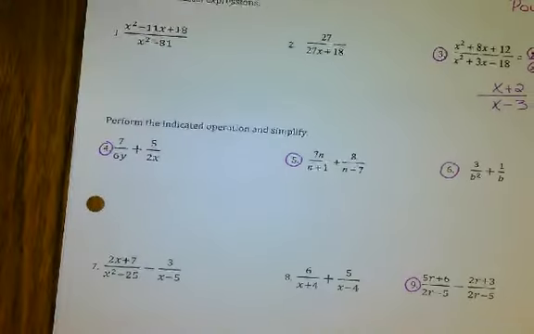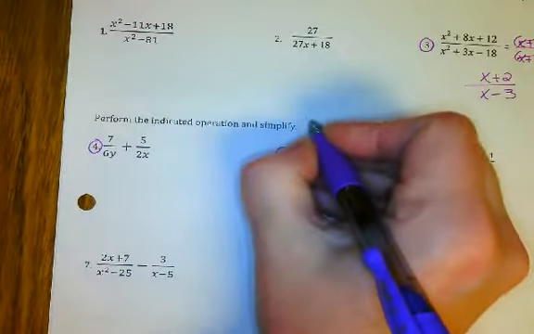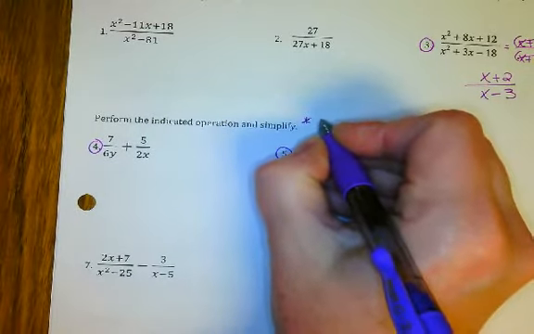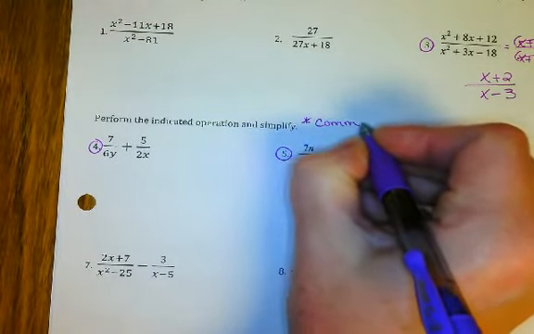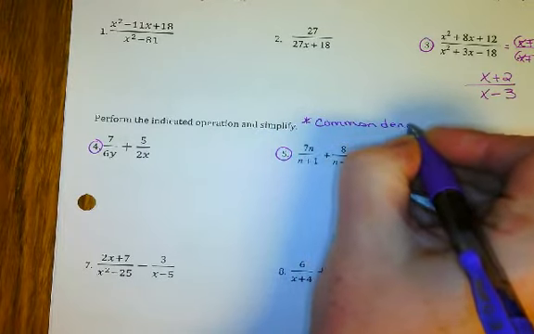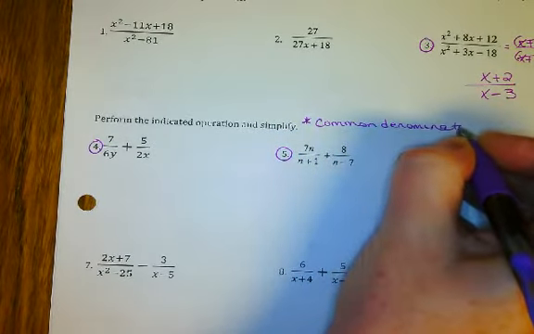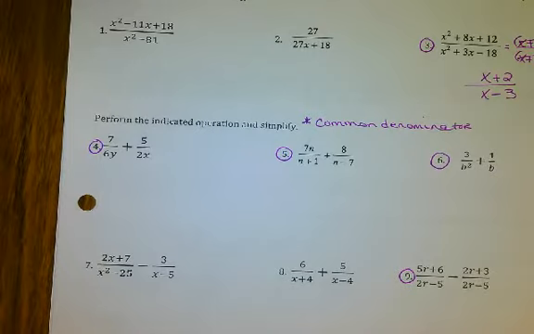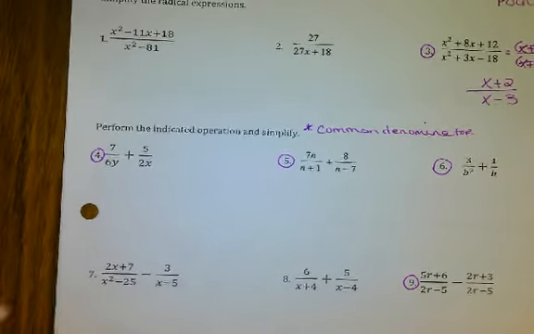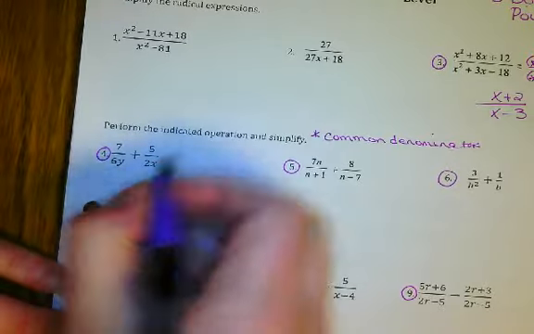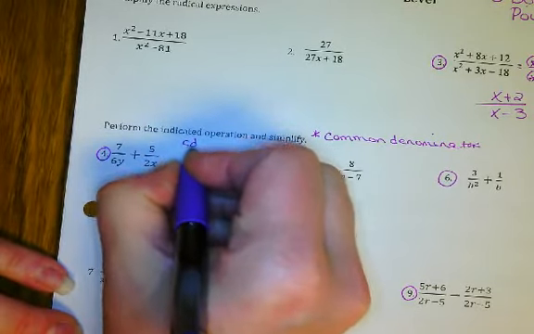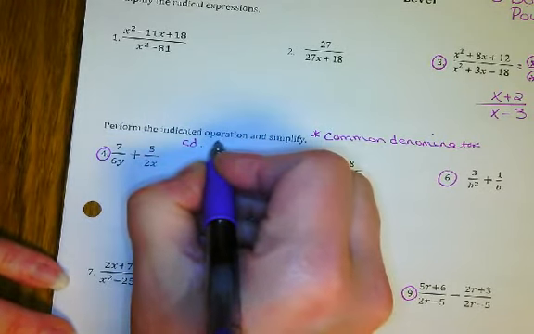Okay, so on number 4, that's where we're going to start adding and subtracting. So remember, when you're adding and subtracting, you have to have that common denominator. For instance, on number 4, I notice that there's a 6 and a 2. So for my common denominator, I know the number will just be 6.